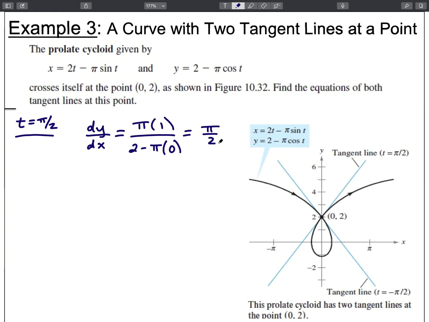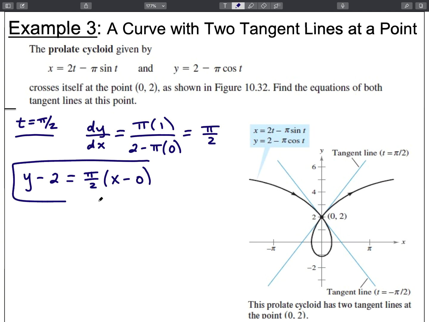In this case, we have our slope, so we could write the equation. We could say y minus 2, that's going to be the point that we had, is equal to the slope, which we know is pi over 2, multiplied by the quantity x minus 0. So this will be the first equation of a tangent line that I have.